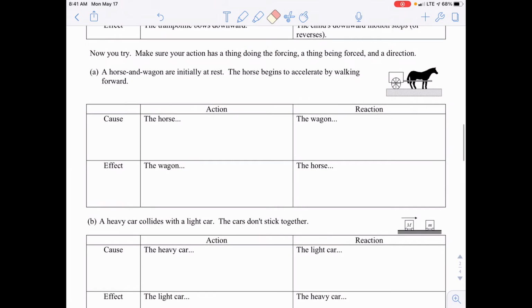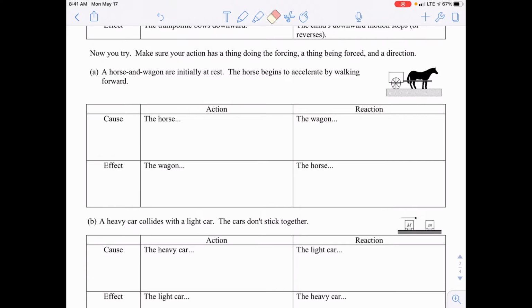Now let's try. We're going to take each situation and identify the cause, the reaction, the action-reaction causes, and the effect of each one, effectively breaking down Newton's third law. In part A, a horse and a wagon are initially at rest. The horse begins to accelerate by walking forward. Well, the cause in this, two causes rather.